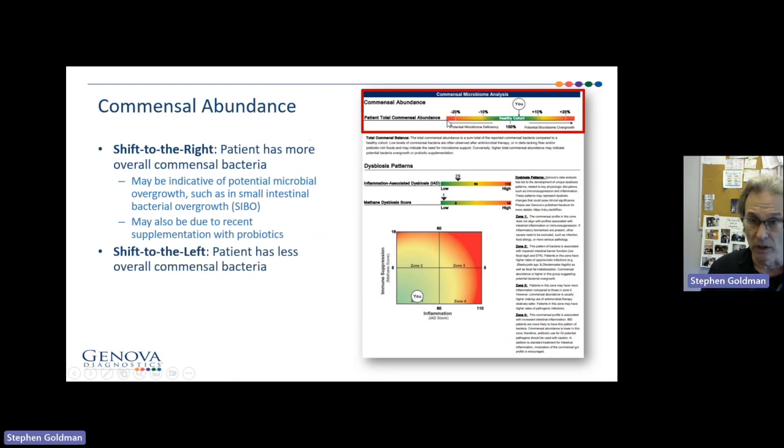But a shift to the left, -10, -20, lower than the healthy cohort, would indicate that perhaps this patient has been on antibiotics. Maybe they've been treated for something that led to antibiotic therapy and really depleted the microbiome. And as a result, it may be more about rebuilding and reinoculating than giving some sort of botanical antimicrobial or potentially a prescriptive to kill stuff when reinoculation really becomes the issue at hand.